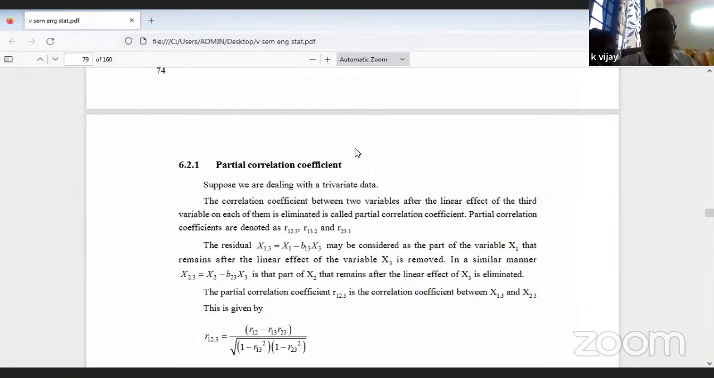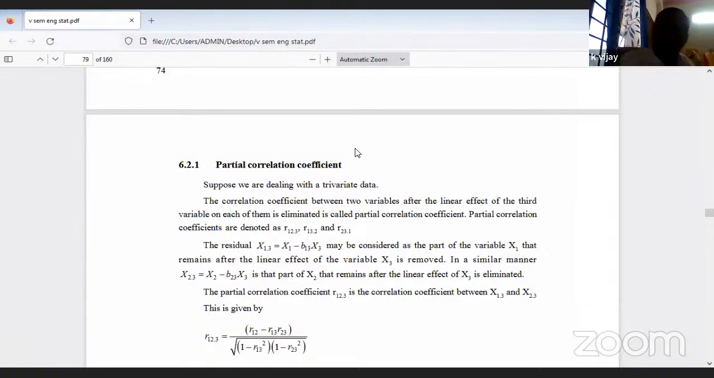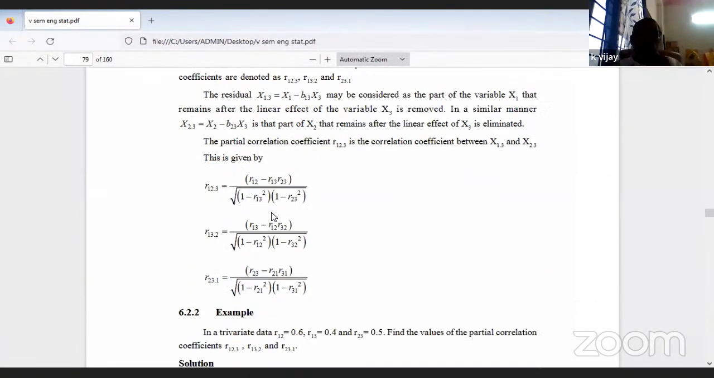13.2 learned, now 23.1. So the residual x1.3 we can write as x1 minus b13 x3, which may be considered as the part of the variable x1 that remains after the linear effect of x3 is removed. When we take x1.3, x3 is removed. Similarly, when we take x2.3, x3 is removed from x2. So the partial correlation coefficient R12.3 is the correlation coefficient between x1.3 and x2.3.